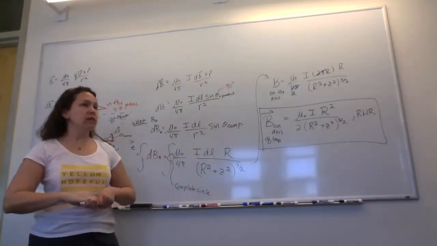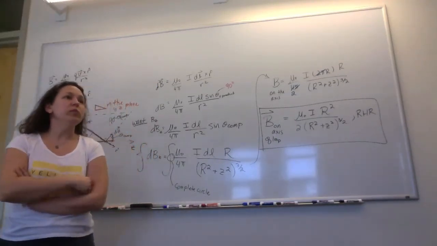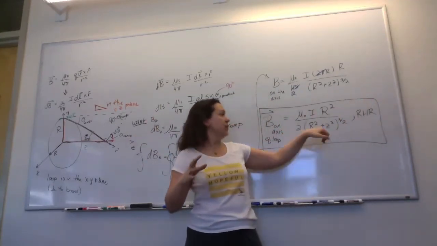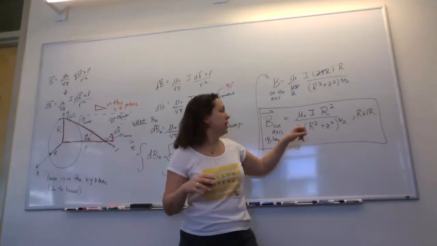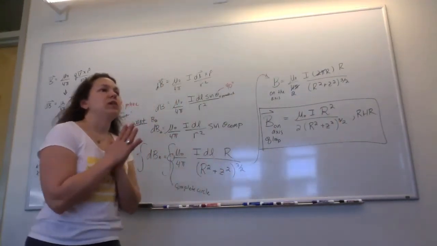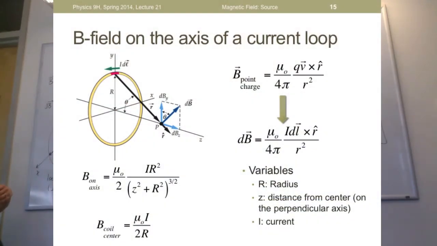And if you want to find the magnetic field at the very center of that loop, the z goes to 0. So the closer I am, the stronger the magnetic field is. And so when z goes to 0, it simplifies to mu naught times the current over 2 times the radius. The larger the radius, the weaker the magnetic field at the center. And that hopefully is kind of intuitive. The more current you have going through it, the stronger the magnetic field.